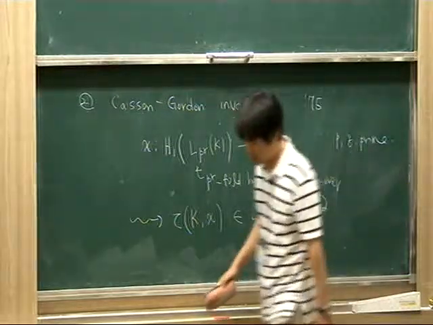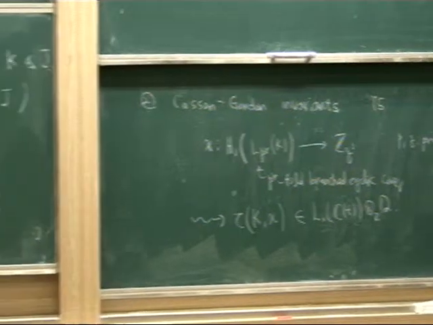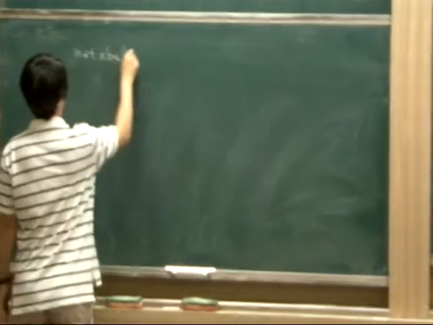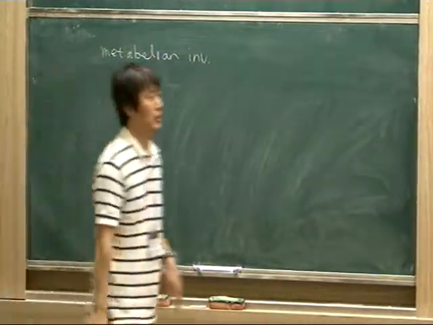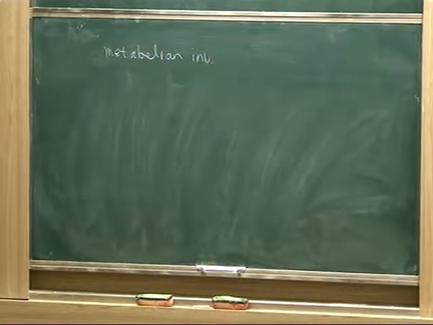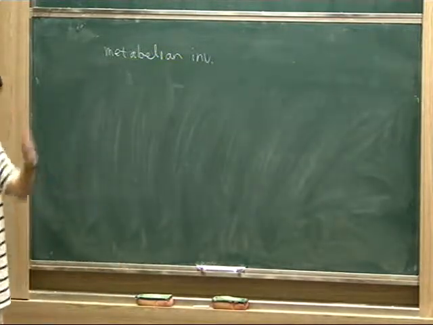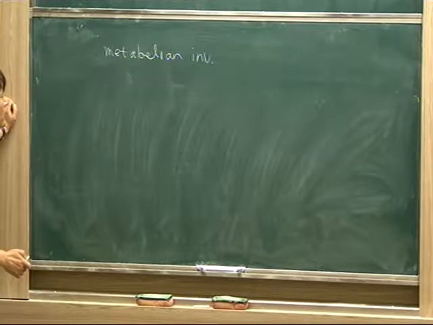So the Casson-Gordon invariant is, in some sense, a metabelian invariant. It's a little bit hard to see Casson-Gordon invariants as metabelian invariants in this form. But it turns out that there are some variations of Casson-Gordon invariants found by other authors like Gilmer and Friedl and more. So one of the variations is as follows.